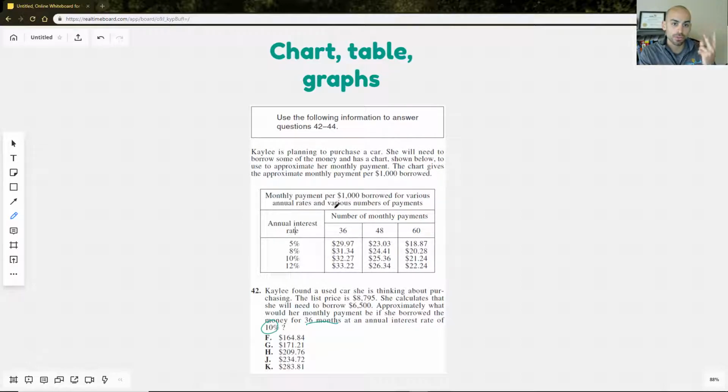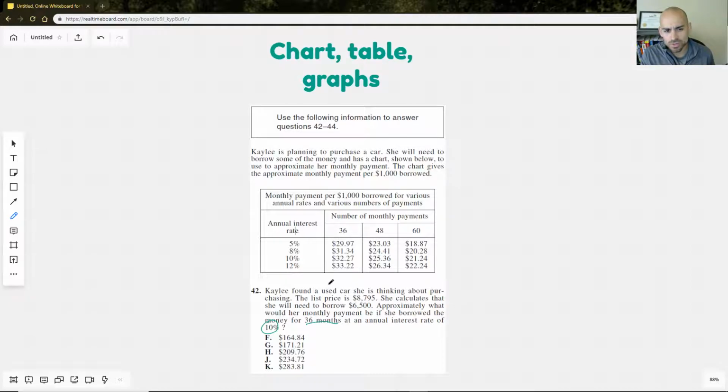Now, I also want to highlight that this is 42, but this chart is needed for three questions, 42, 43, and 44. So we don't want to mess up this table too much. We want to make sure that we only mark what's needed, and I'm going to approach it the same way as if I were to answer that on this screen, even though that's left for other lessons. So I see here that we're at 36 months, 10%.